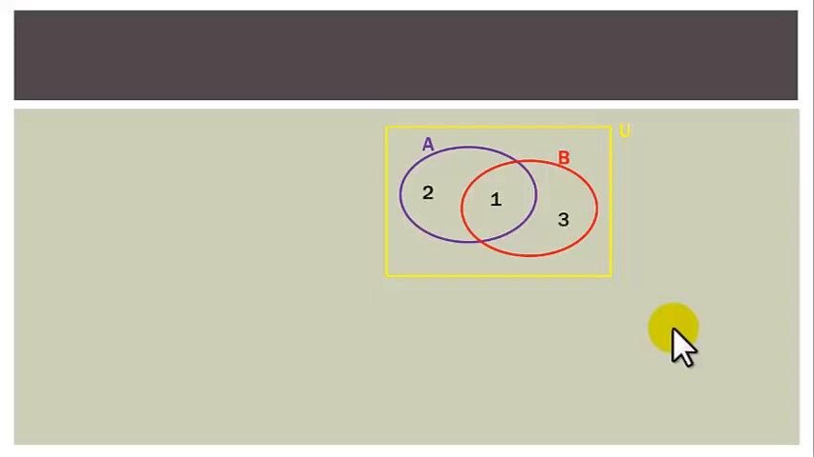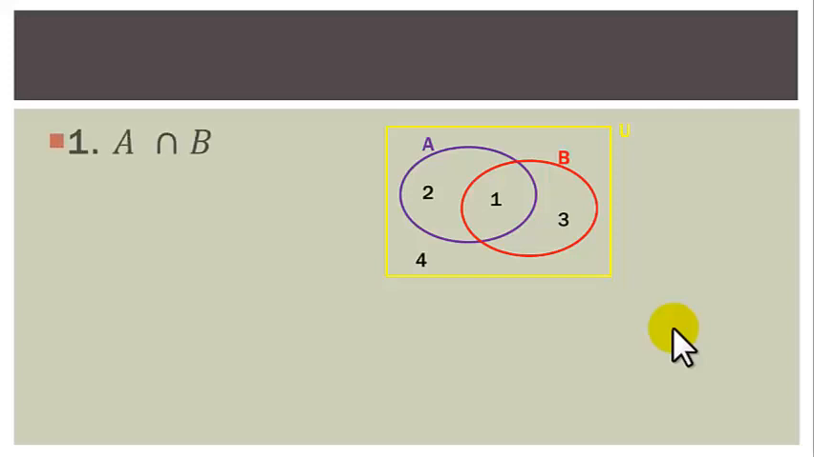Here is a rectangle representing the universal set U, and then two intersecting subsets of U, that is set A and set B. Then the disjoint subsets in this Venn diagram are 1, 2, 3, and 4.